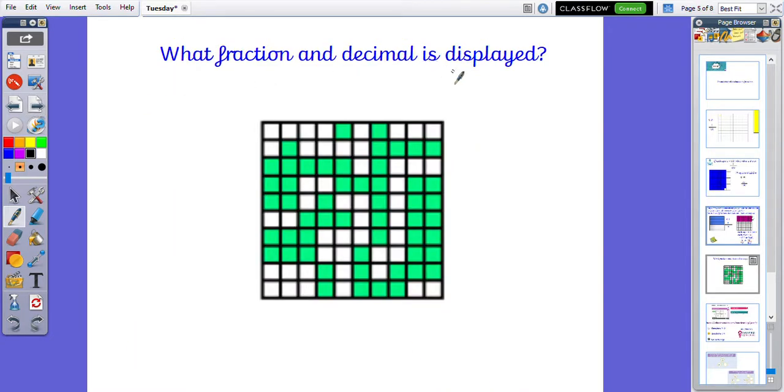Okay, so I'm going to give you a couple of minutes to work out the fraction and the decimal that has been displayed here. If you would like to pause the video, that is fine, and you can press play when you are ready.